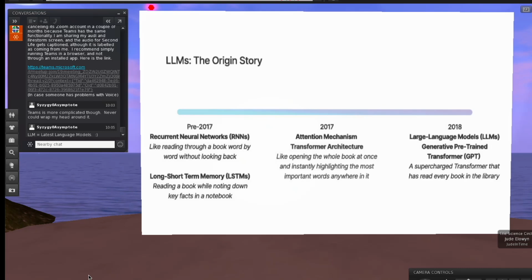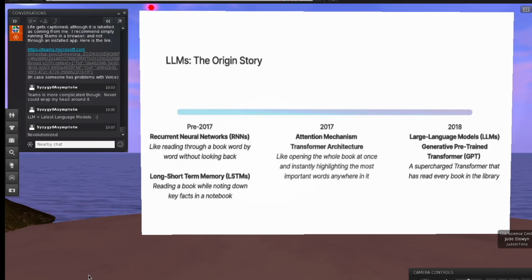So LLMs popped up around 2018. But natural language processing models, or NLP models, have existed for quite a long time, prior to the existence of LLMs.